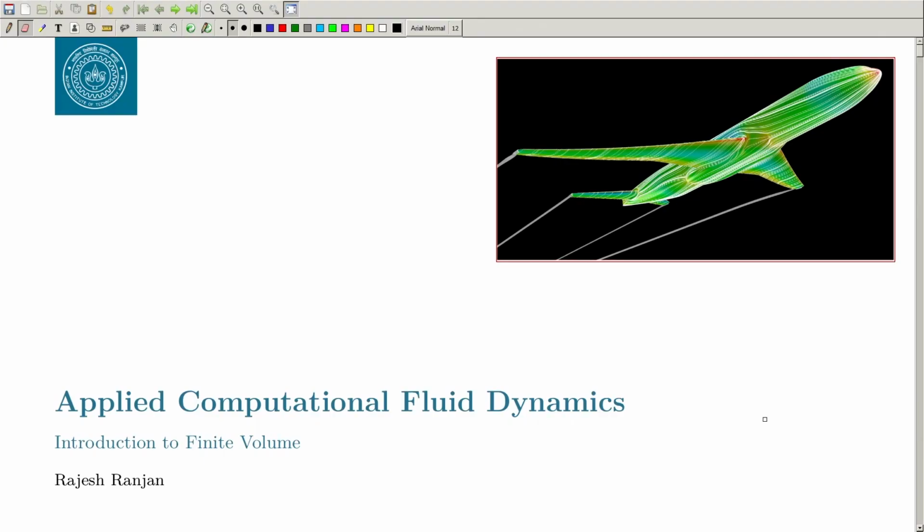On the other hand, if you use finite volume, you can use grid elements which are of different kinds. You can have, let us say, a triangular grid element, or you can have a quadrilateral in 2D. In 3D, it can be a hexahedral, or it can be a prism. Many different kinds of elements you can use, and this will all work in finite volume.